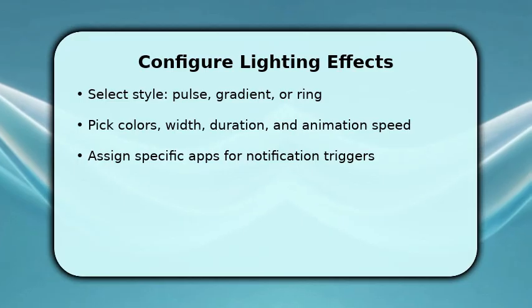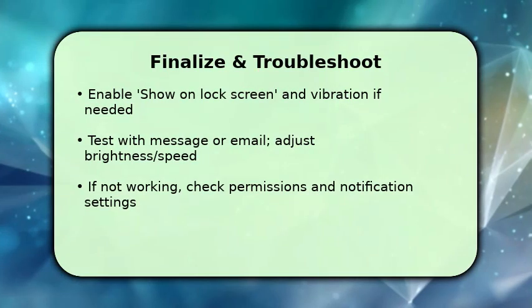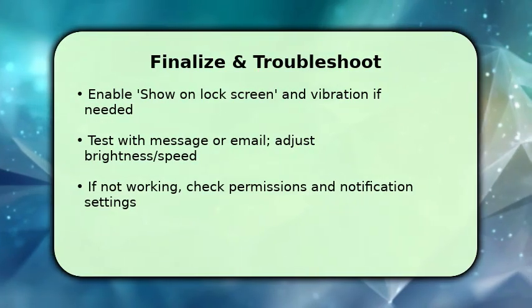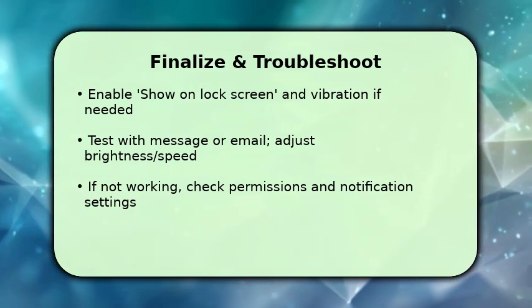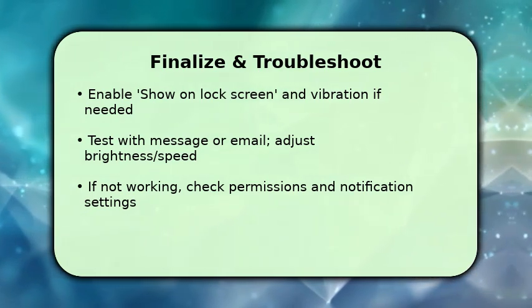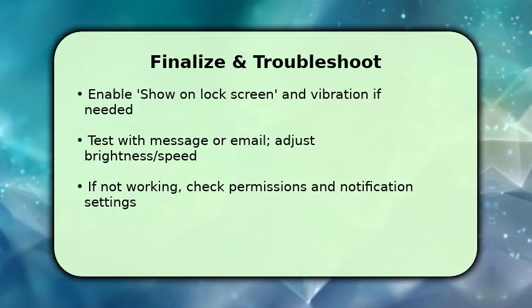You finish by enabling Show on lock screen and confirming vibration or sound preferences so the lighting is visible when locked. Then test with a real notification from a messaging app and tweak brightness and speed until it feels right.